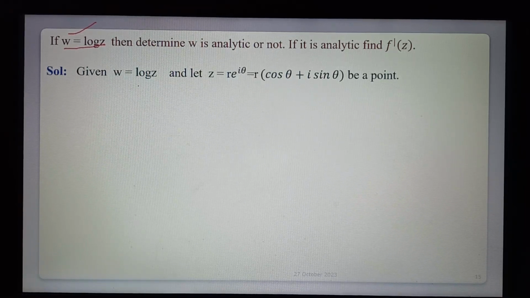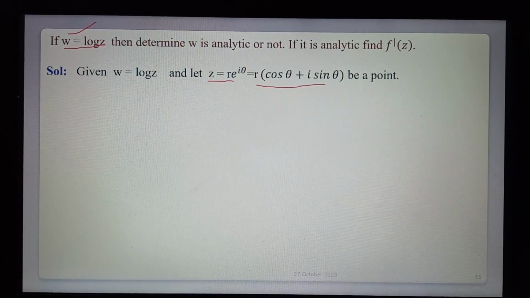We can take Cartesian form, no problem. We can take z is equal to x plus iy, but it's a lengthy procedure. If we use the polar form for analytic functions, we get it easily. In the polar form, the point is z is equal to r into e power i theta, that is r into cos theta plus i sin theta.